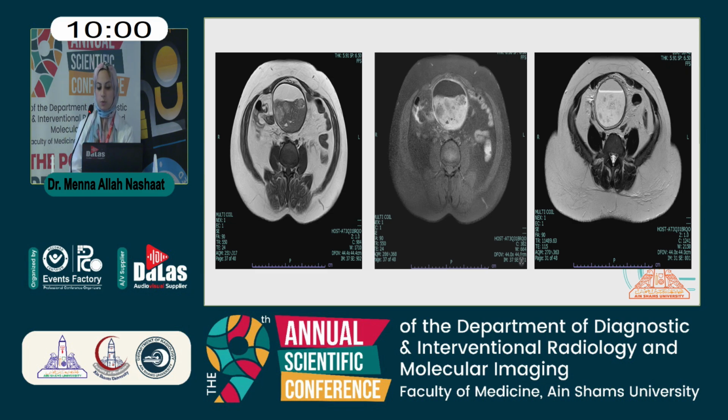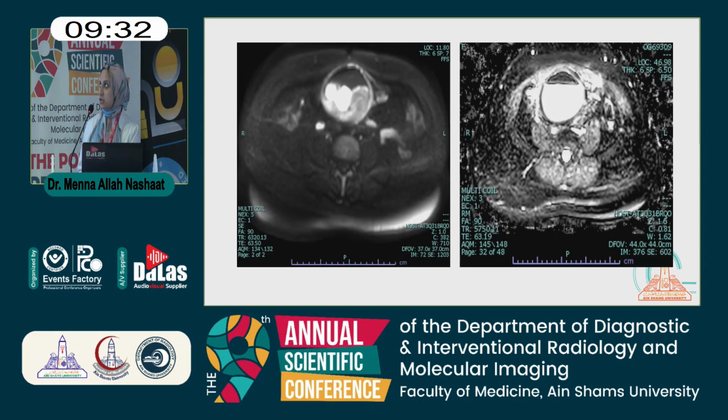These masses have two components with leveling. The upper component shows a high intensity signal on T1 and low intensity signal on T1 fat suppression, with intermediate intensity signal on T2, which goes with fat component. And the lower part of the lesion shows low intensity signal on T1 and high intensity signal on T2, which goes with cystic component.